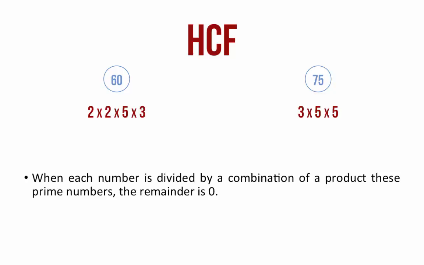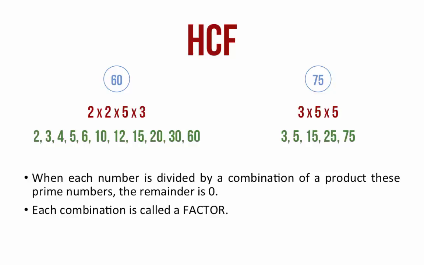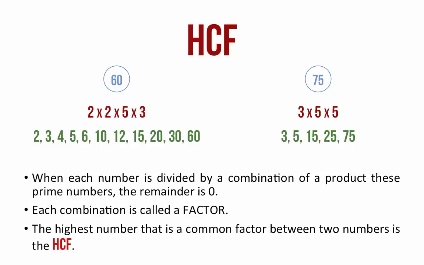When each number is divided by a combination of a product of these prime numbers, the remainder is 0. Each combination is called a factor. Therefore, 60 has 2, 3, 4, 5, 6, 10, 12, 15, 20, 30 and 60 as its factors. The highest number that is a common factor between the two numbers is the HCF. Therefore, the HCF of 60 and 75 is 15.